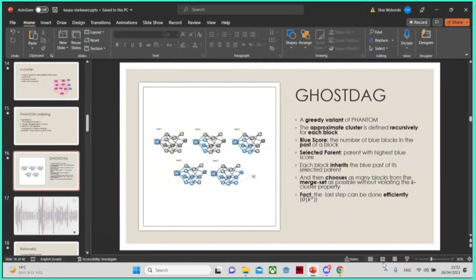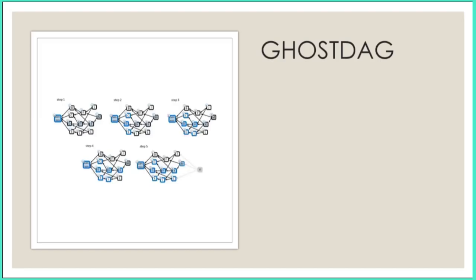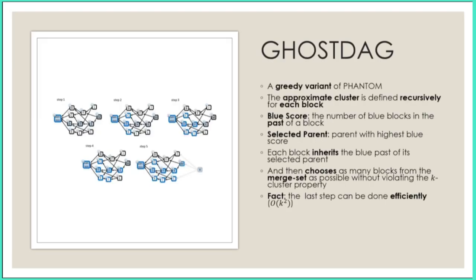Now, if we do want to see a more interesting scenario, then we could look at... Oh, just one last thing. A fact is that this recursive step of choosing the K blocks can be done efficiently. Its complexity grows quadratically with K. So as long as K is not huge, we're fine.